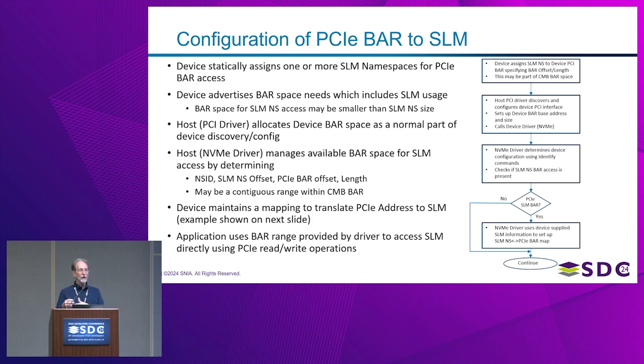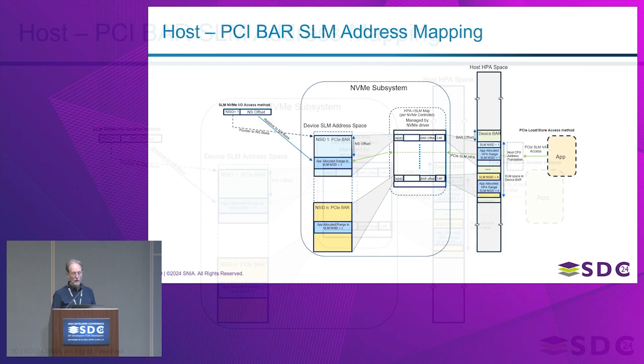We're not requiring that the SLM namespaces be contiguous with each other, but that there is only one space allocated for all of your SLM namespaces. So the device maintains a mapping to translate PCIe addresses to SLM. Again, we'll see that a little bit more on the next slide. The application uses the bar range provided by the driver to access the SLM directly using PCIe read and write operations. So how does this look?